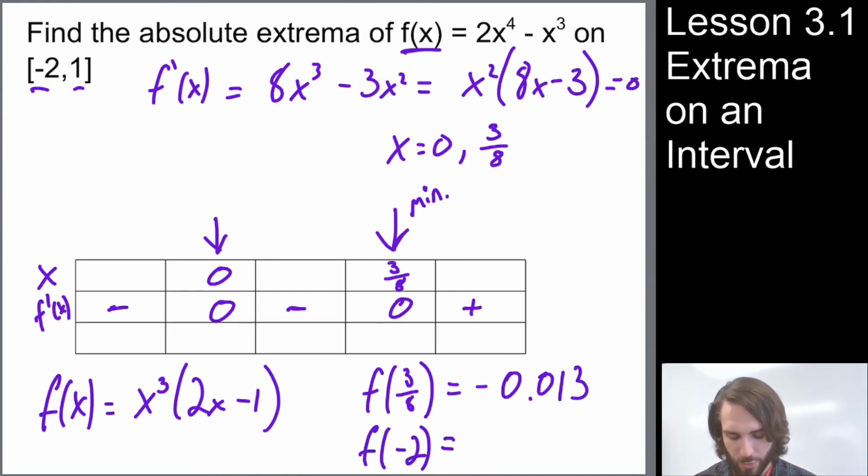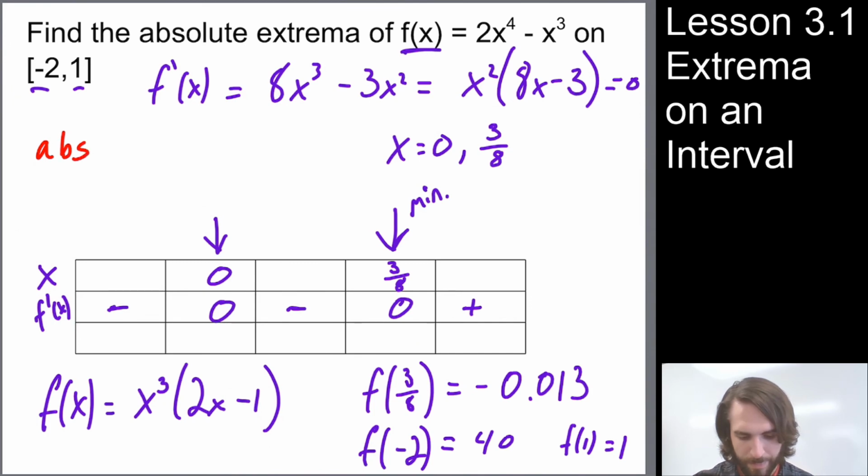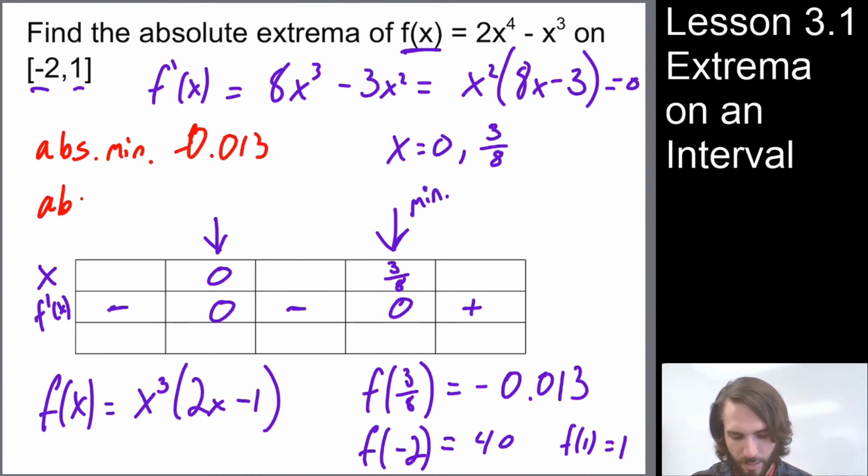I'm going to do f of -2, so that's going to be a little bit easier. That's -8 times -5, so that's 40. And then f of 1 is going to be 1 times 1 is 1. Okay, so 3/8 is our absolute minimum. Let me go ahead and change colors to write down the final answer. So we have absolute minimum of negative 0.013 and an absolute max of 40.